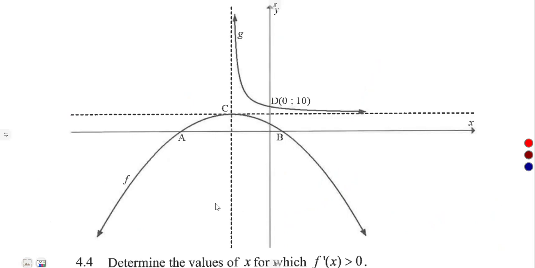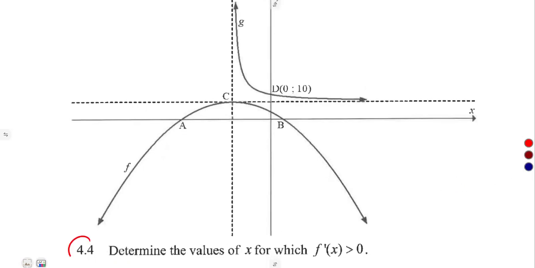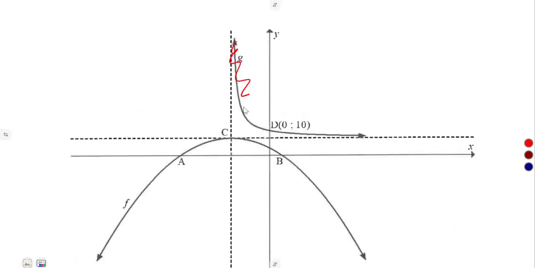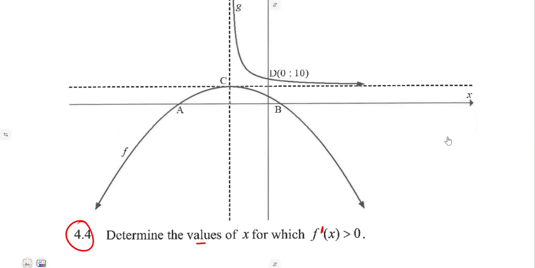Let's consider this type. We dealt with a similar diagram before, but in this case, we want to attempt the question where we are to determine the values of x for which the first derivative is greater than 0. We are considering f. So in our case, do not worry about the hyperbola. Our question is not on the hyperbola, guys. Our question is on f. The focus is on f, of which f is a quadratic. So what is important on f is the turning point, and the turning point was at this point where x is minus 2.